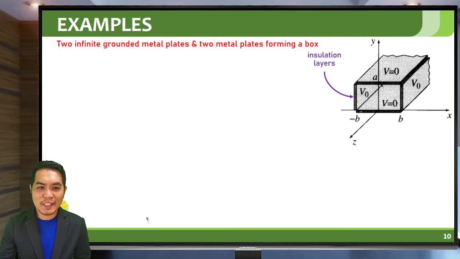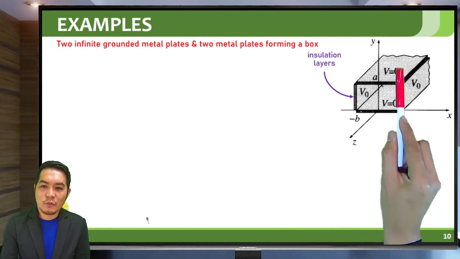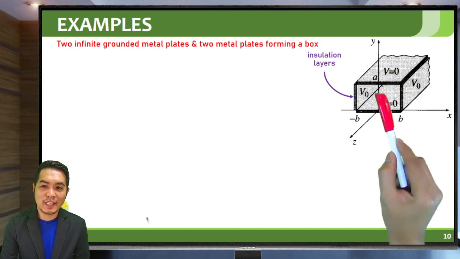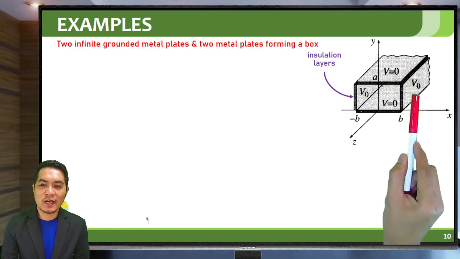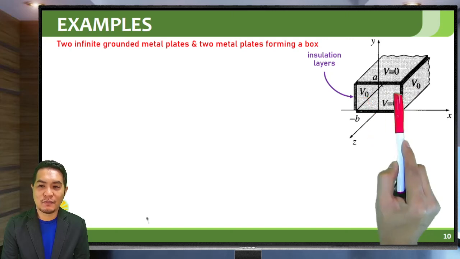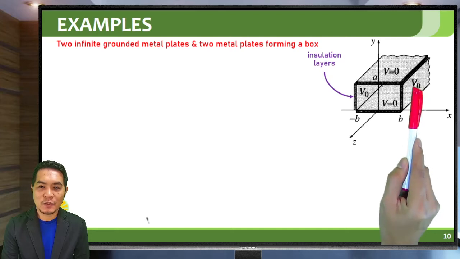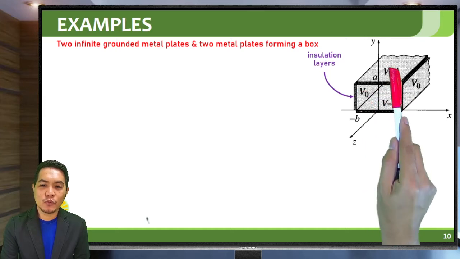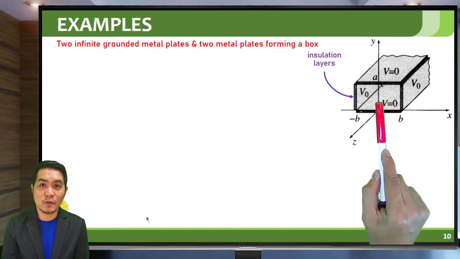So this is an example of two infinite grounded metal plates and two metal plates forming a box. We have the upper and the lower plate here. These are our grounded metal plates and they extend to infinity. And we have two metal plates at the sides, but they are not grounded. They actually have a potential V naught, a constant potential. So two sides are maintained at a potential V naught. Two sides are grounded. They have 0 potential.